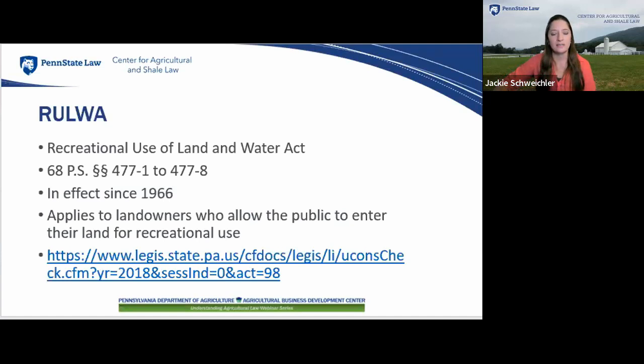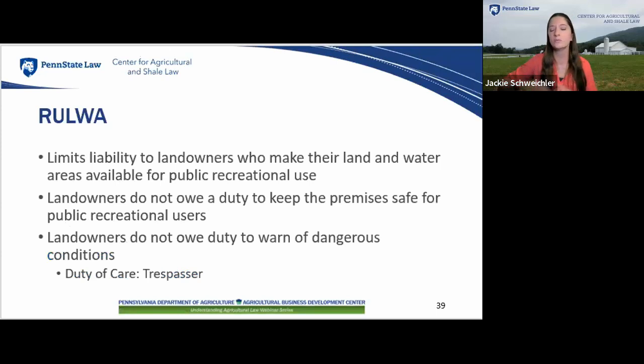So it's been in effect since 1966. It applies to landowners who allow the public to enter their land for recreational use. And I do have a link to the actual statute at the bottom of this slide. And again, the slides are posted on our website. So what does it actually do? RULWA limits liabilities for landowners who qualify. And it does this by lowering the duty of care owed by the landowner.